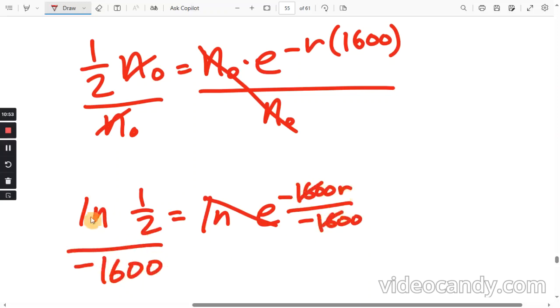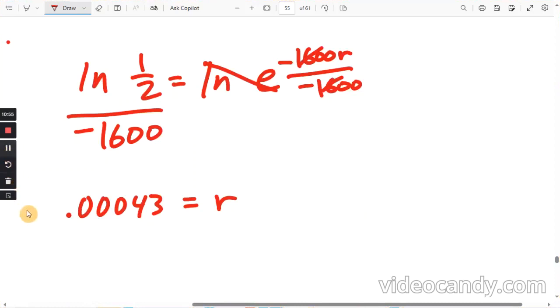I'm going to do it on the calculator. And rounding off, I get 0.00043. Okay, this is actually negative, and it's going to be negative divided by negative. That's why this is positive. In terms of percent, if you move it over 2 places, R is approximately 0.043%.